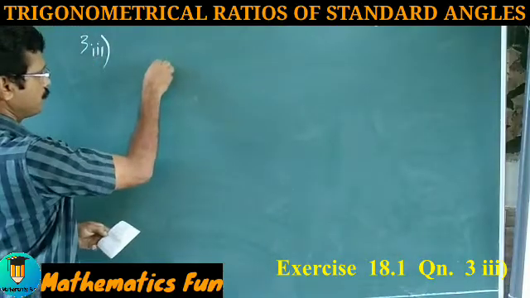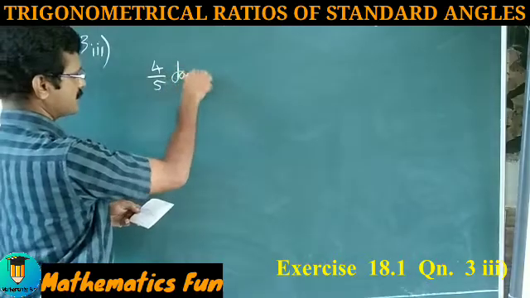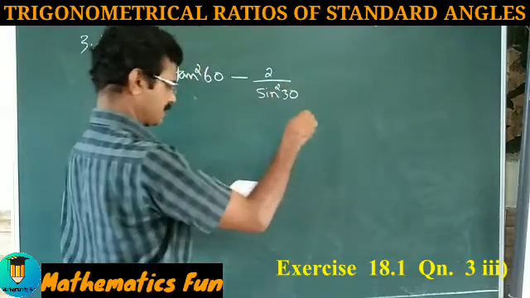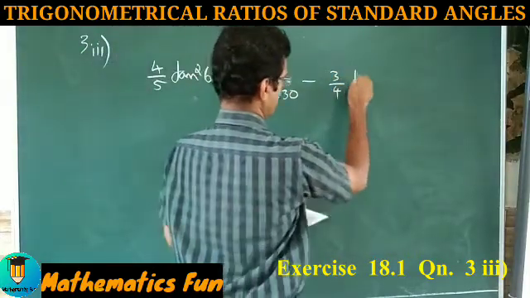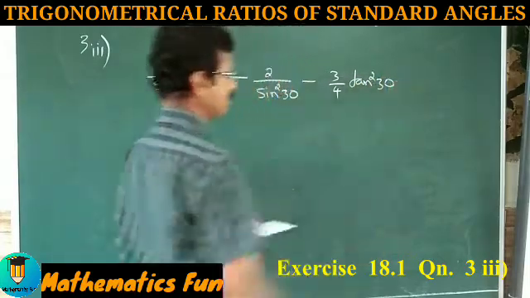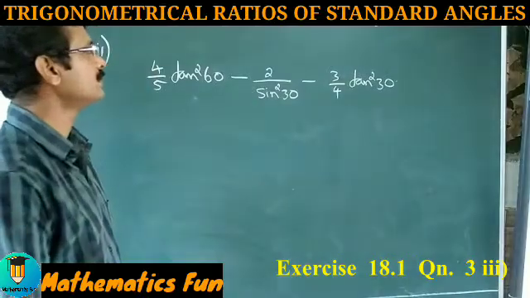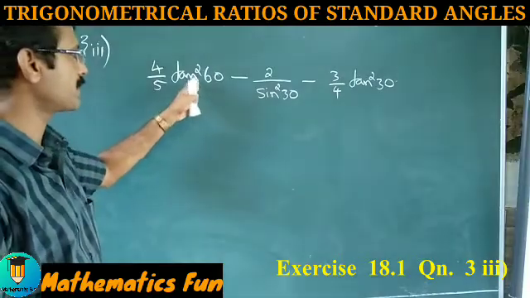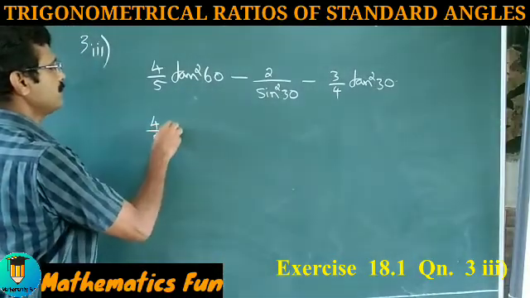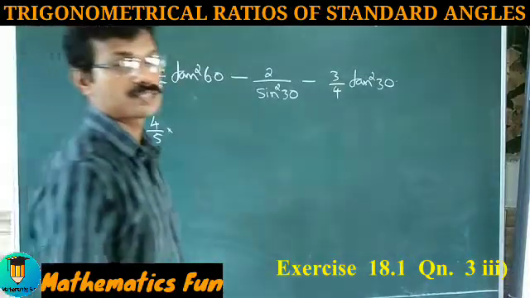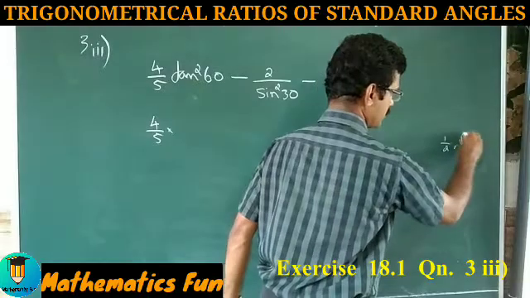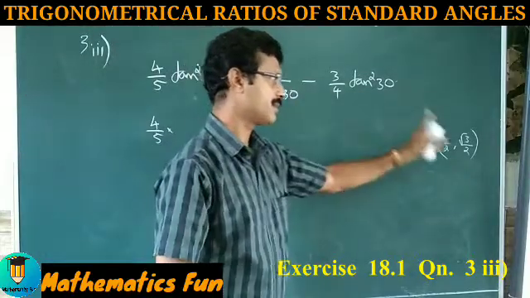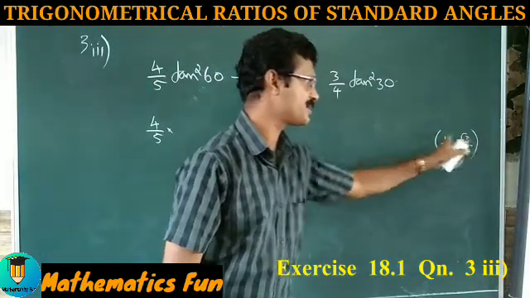Again find the value of 4 by 5 tan square 60 minus 2 by sine square 30 minus 3 by 4 tan square 30. We have to find the value of this expression. We have to substitute the corresponding values. That is only trigonometric ratios. 4 by 5 into, first of all, tan 60. So you have to know the coordinates of 60. 60's coordinate is 1 by 2, root 3 by 2. And tan means sine by cos. Sine by cos means it will become root 3.